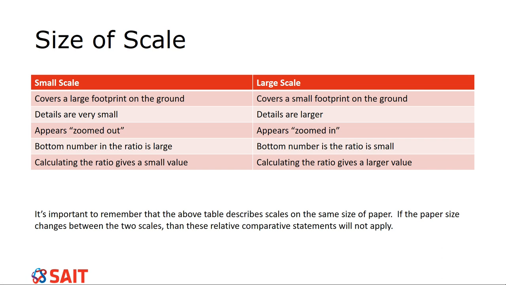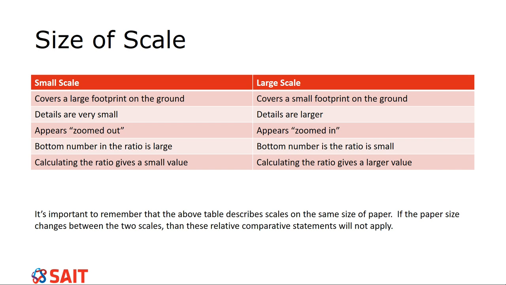Now here we have the size of the scale. So this is really a relative statement. It's really hard to say there's a certain number that cuts between small, medium, and large. But just understanding when I state that I'm dealing with a small scale or a large scale, if I say a small scale map or a large scale map, what does that actually mean?